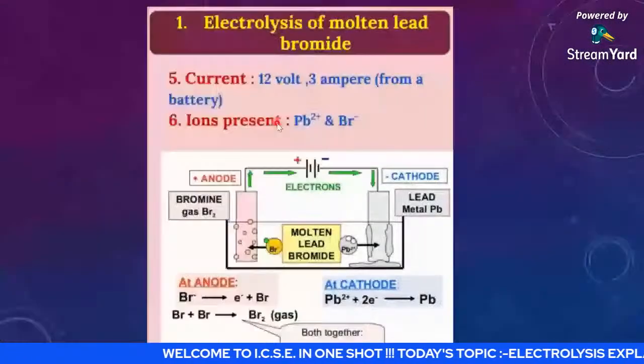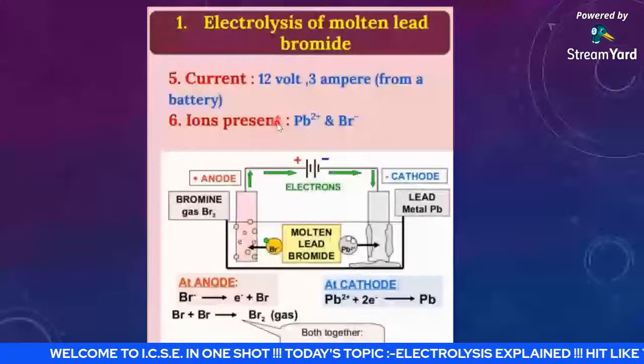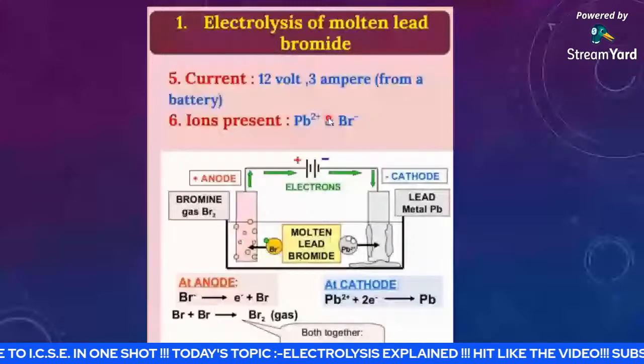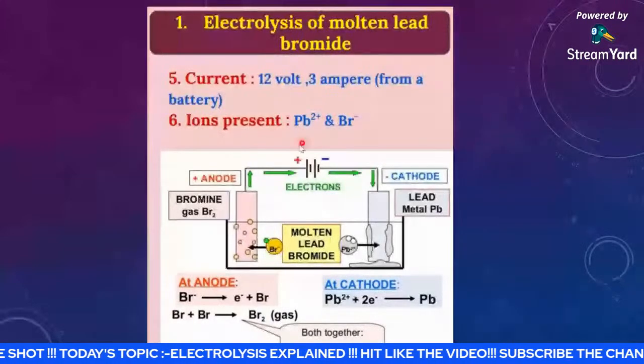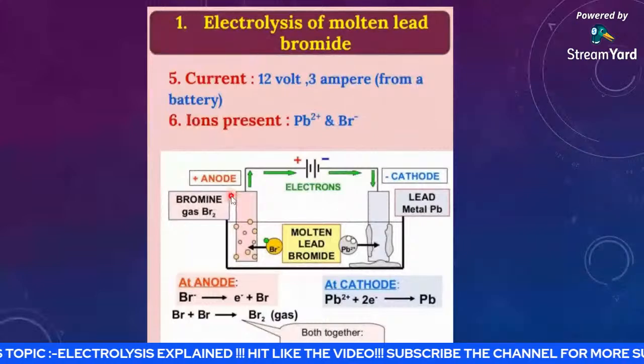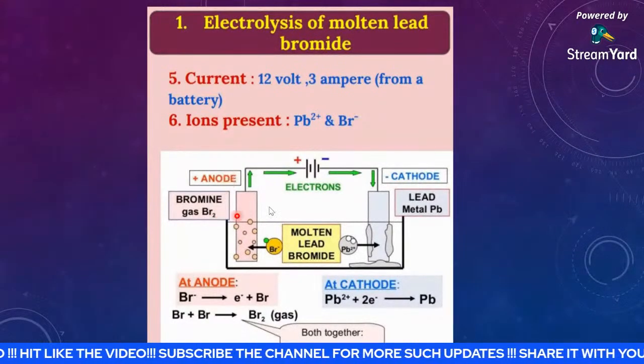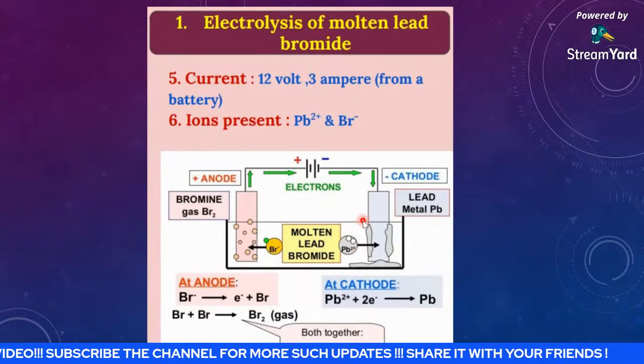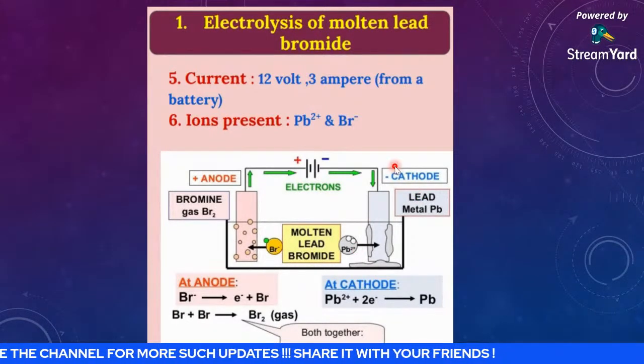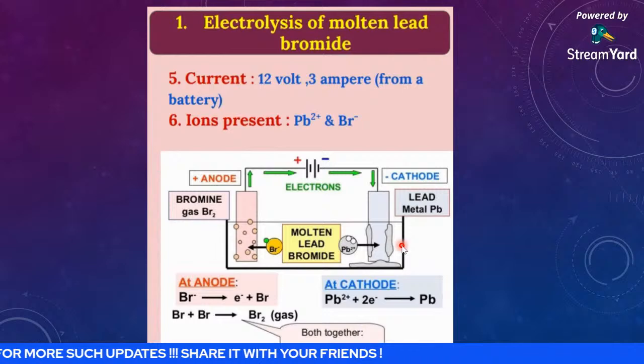Now the current is kept 3 amperes and 12 volt, and thus ions are produced, Pb2+ and Br minus. Thus Br minus reaches the anode and becomes bromine gas, and similarly lead ions deposit at the cathode end to give me lead deposit.